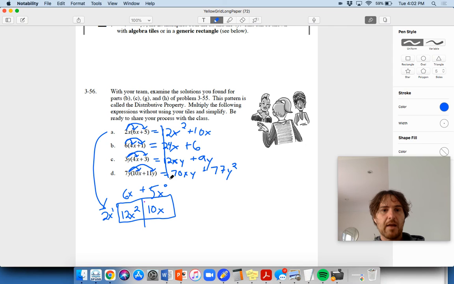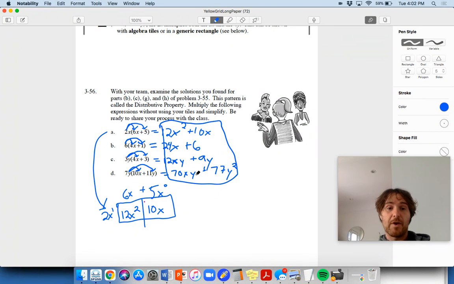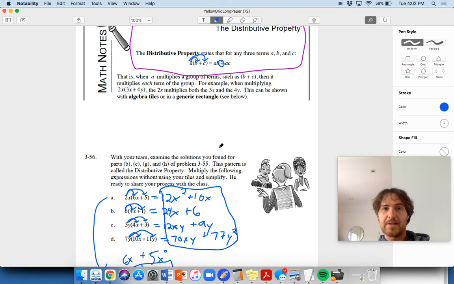And there you have it. Something that every Algebra 1 student should know is that you can distribute. Distributive property there. You don't have to necessarily do a generic rectangle when you have it as simply laid out as this.